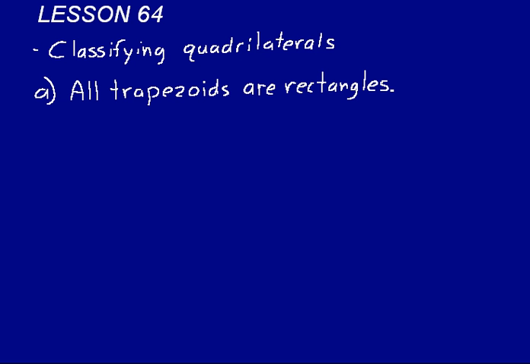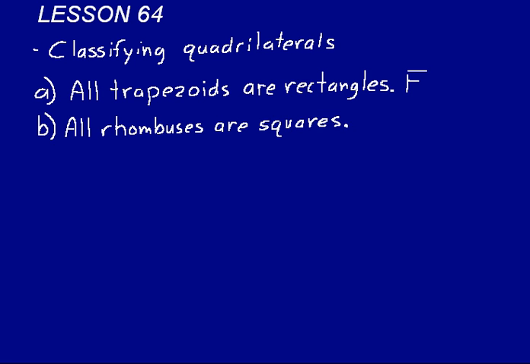Let's do some practice problems. What I want you to do is tell me if these statements are true or false. A, all trapezoids are rectangles. Well, let's just think about that. Trapezoids have one pair of parallel sides. Rectangles, those have two pairs. They're a parallelogram, right? With sides that are right angled to each other. So no trapezoids can be rectangles, so that answer would be false. We'll just put an F for false.